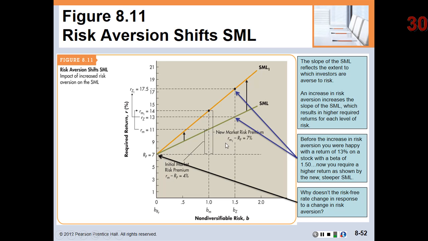But notice what happened if we become more risk averse. Again, this is where we were earlier, the very first example. At a beta of 1.5, we required a 13% rate of return. But now, because we're more risk averse, at a beta of 1.5, we don't require 13% any longer. We require a 17.5% return. At a beta of 1, we're no longer satisfied with 11%. Now we are requiring 14%.